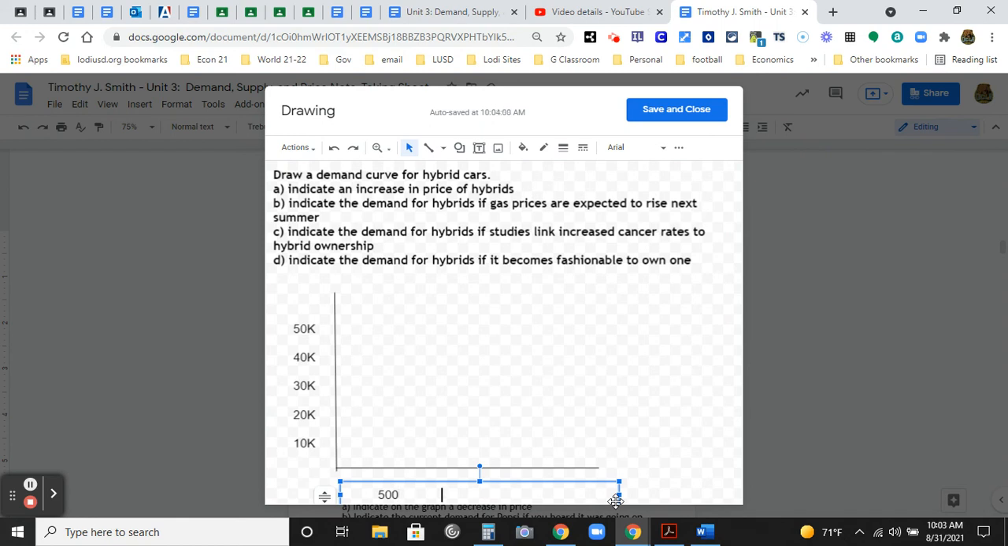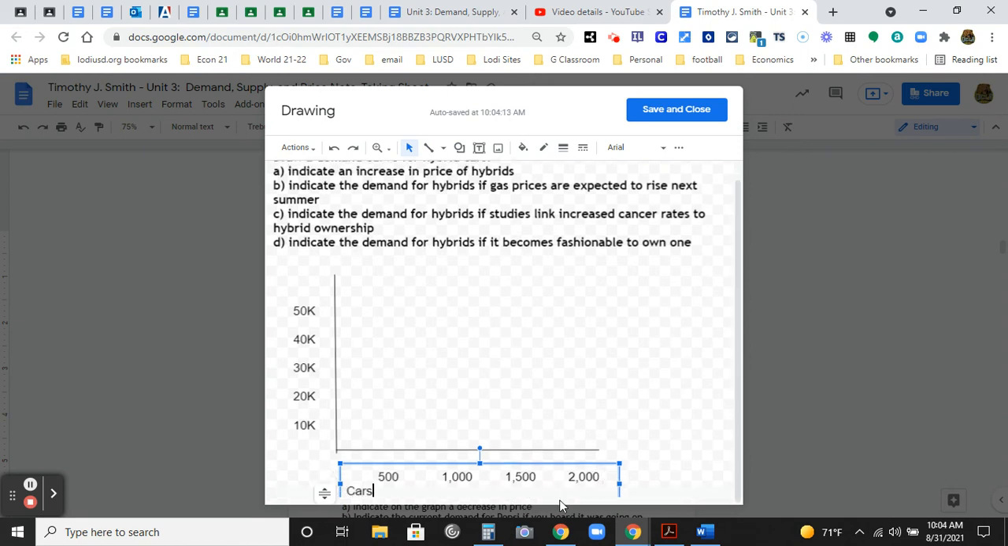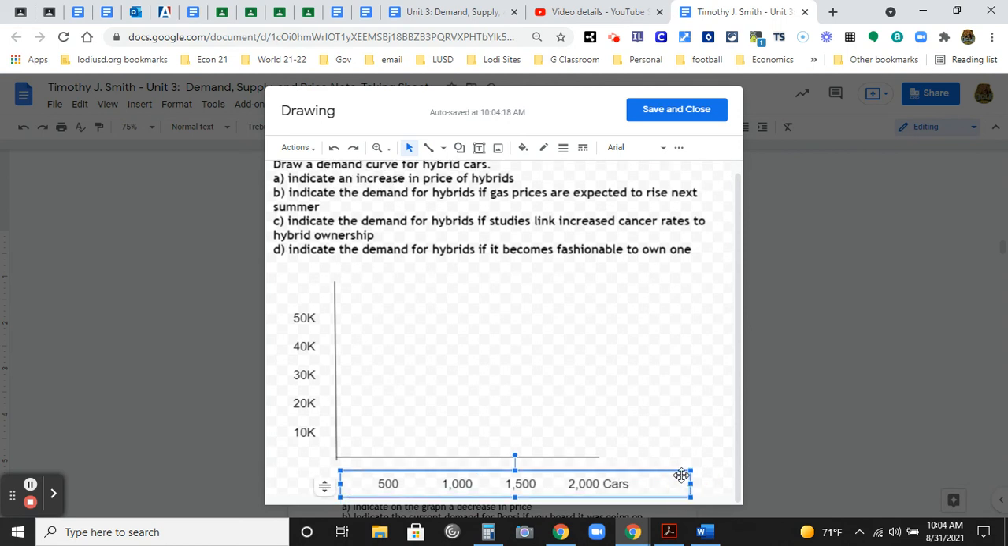Go 500, 1,000, 1,500, and 2,000. So if I want it bigger, I just make it bigger. If I want to show this is price, I could just add in a dollar sign. Pretty good idea. Have I made a table? You bet I did. Now we got to start throwing in numbers.